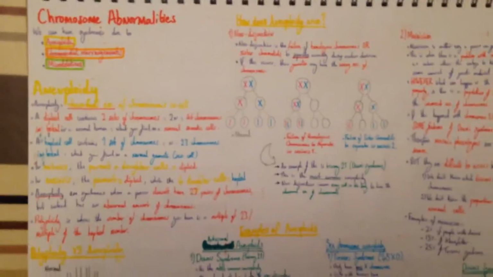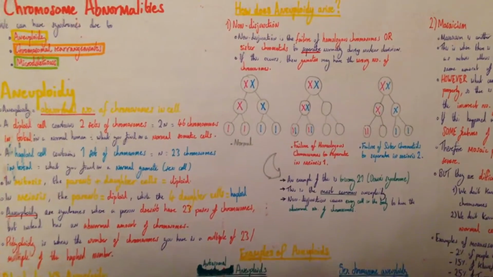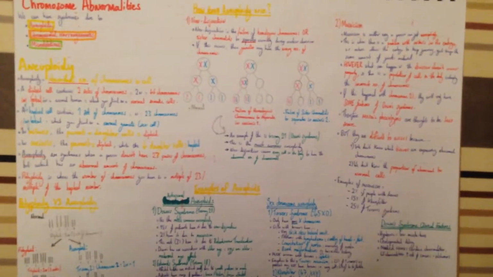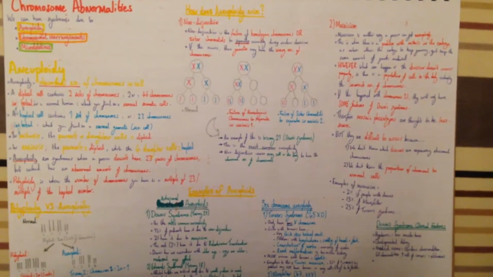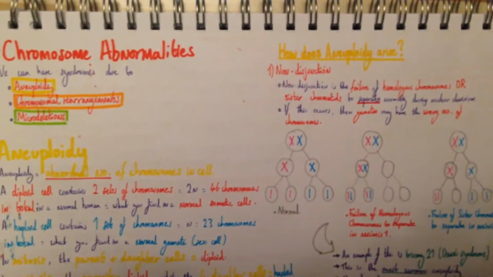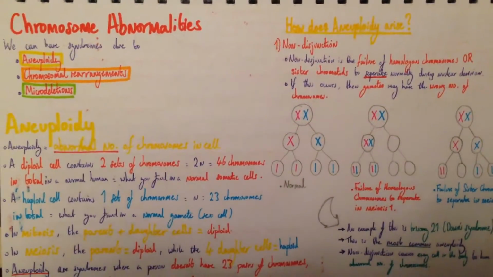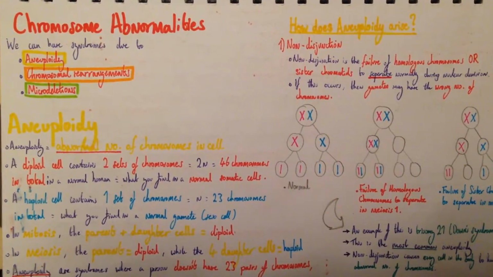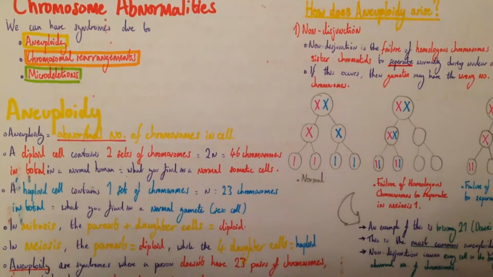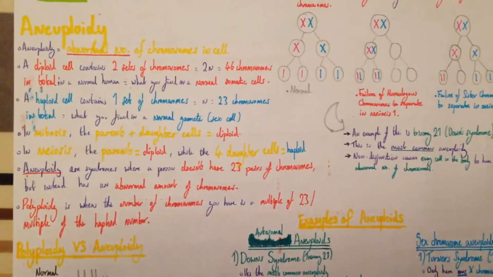Let's move on to chromosome abnormalities. So, beautiful picture. We can have syndromes due to aneuploidy, chromosomal rearrangements, or microdeletions. So starting off with aneuploidy.